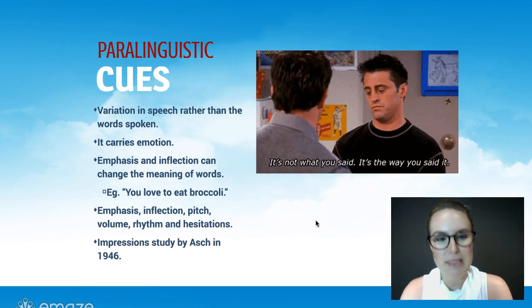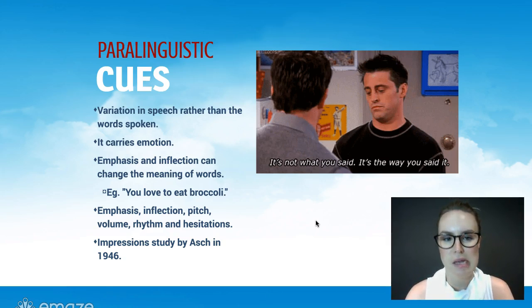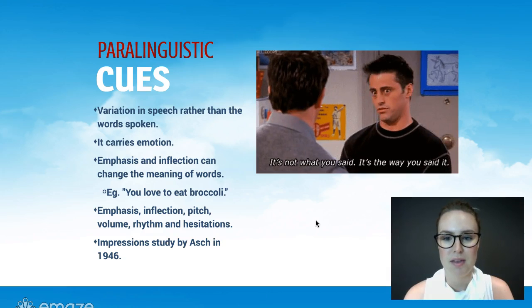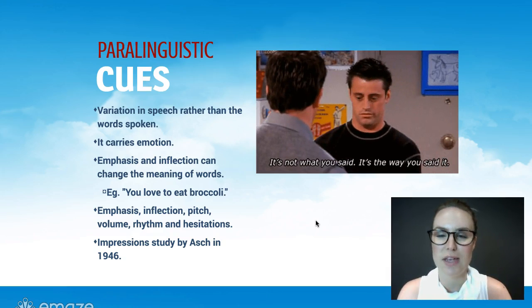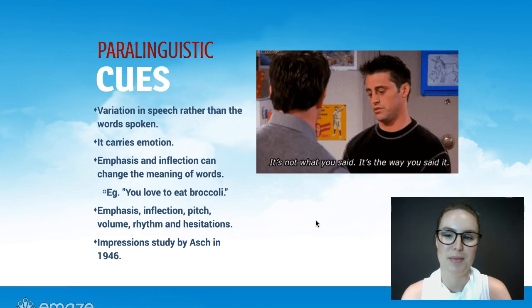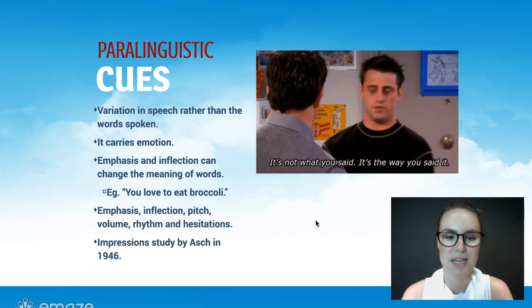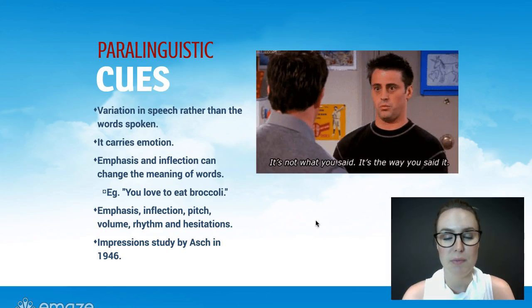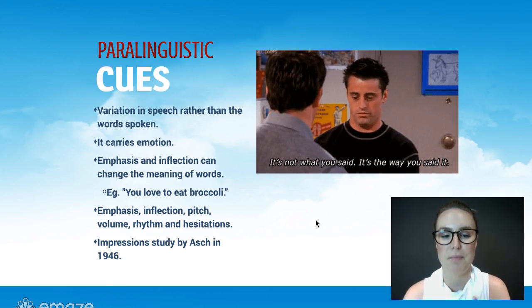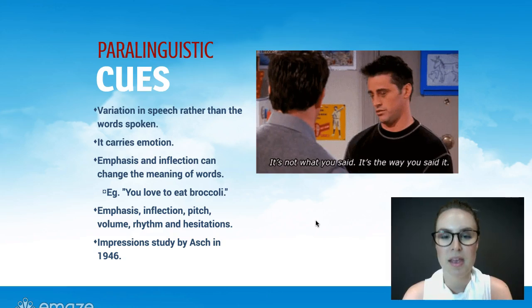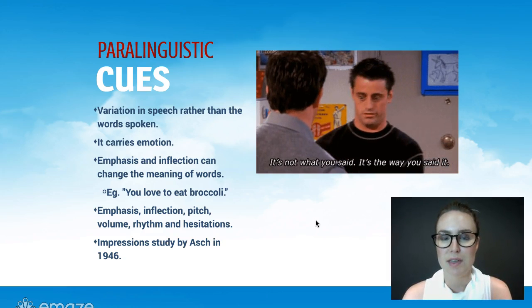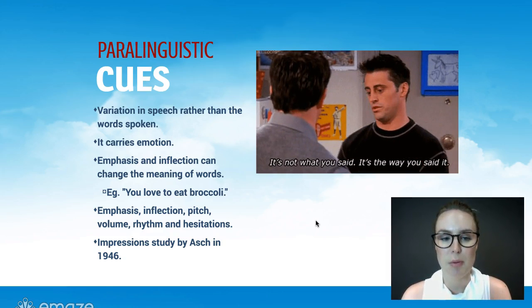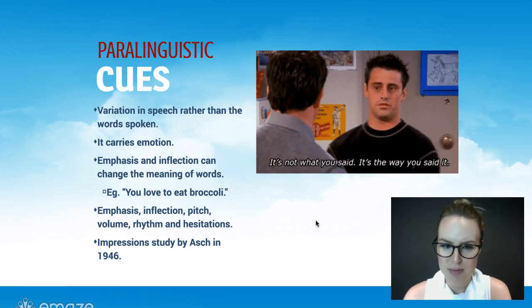Now paralinguistic cues, this is variation in speech. So not so much the words that are spoken, but it's not what you said, it's the way you said it. You've probably heard that before, and here's Joey saying it on the right. It's the emphasis and inflection, and these can really change the meaning of words. So I want you to write down, you love to eat broccoli. And one by one, I want you to emphasize one word at a time. So the first one would be, you love to eat broccoli.